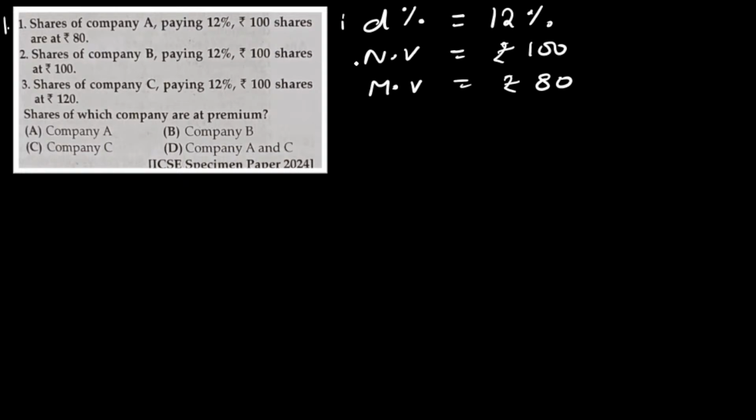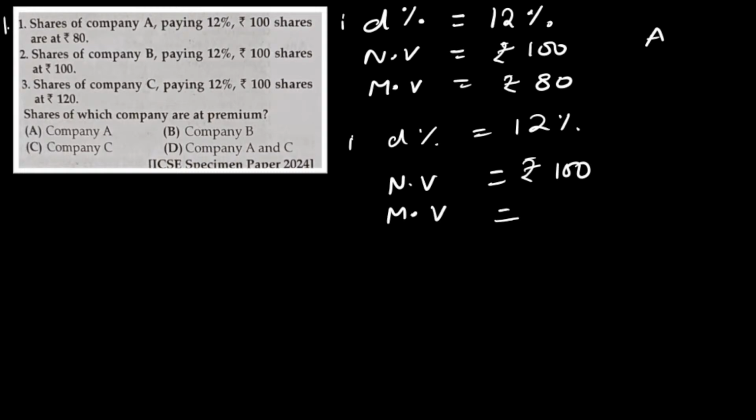This is the first one. Then the second one, company B. Dividend percent is the same, 12%. Then nominal value is also the same, rupees 100 shares. The cost which is written next to shares is always nominal value. So these shares are sold at rupees 100 only. That means market value for this one is also rupees 100. This is for company B.